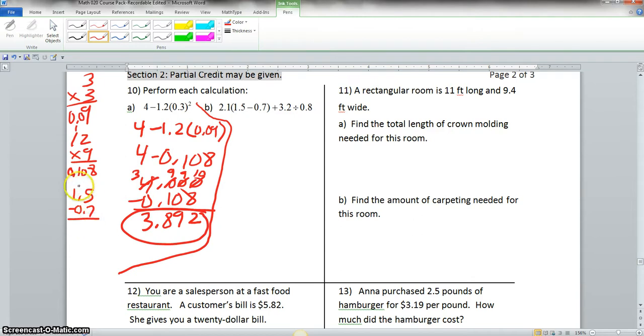We cannot subtract 7 from 5, so we'll borrow 1 from this 1. That'll give us 0, and this 5 will become 15. 15 minus 7 is 8. Bring down your decimal. And then 0 minus 0 is 0. So we'll have 2.1 times 0.8 plus 3.2 divided by 0.8.